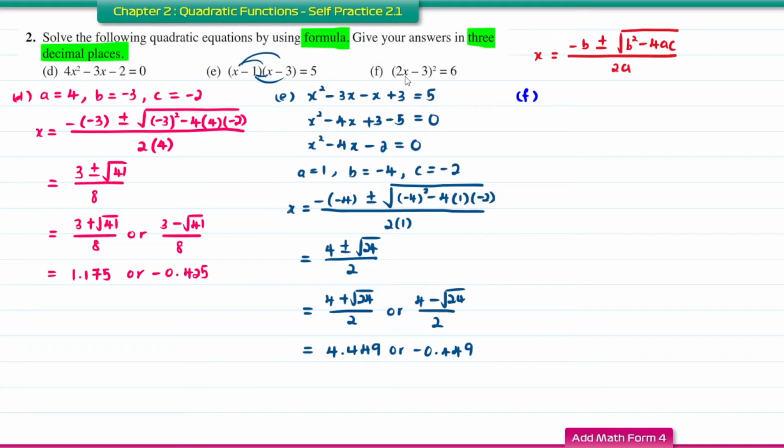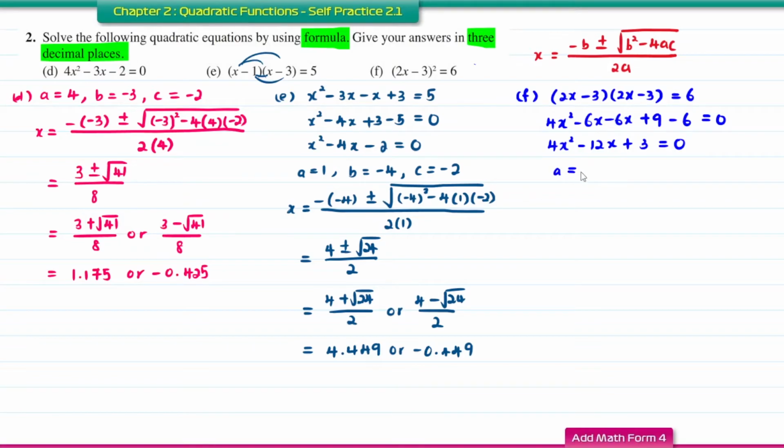So bracket 2x minus 3 squared equal to 6. So this is the same as 2x minus 3 times 2x minus 3 equal to 6. So first expand this. So you're going to have 4x squared minus 6x minus 6x plus 9 minus 6 equal to 0. So we're going to solve for the like terms. This one will give you the answer of negative 12x plus 9 minus 6 is plus 3 equal to 0. So now you already have the equation in general form.